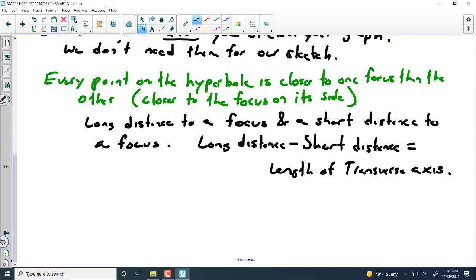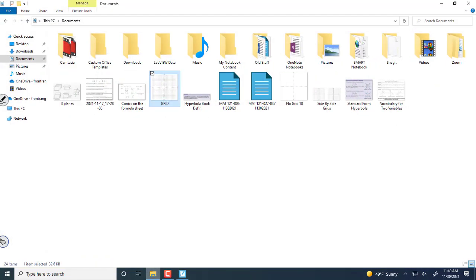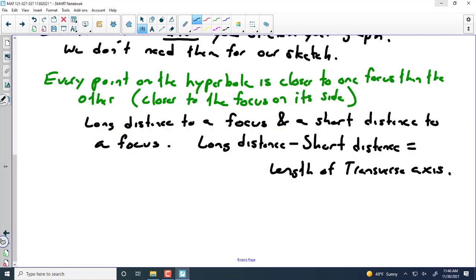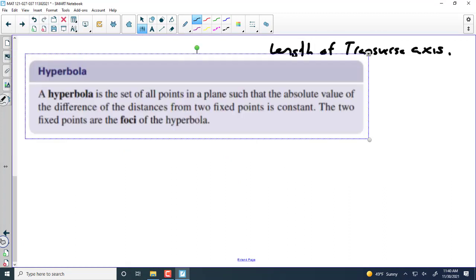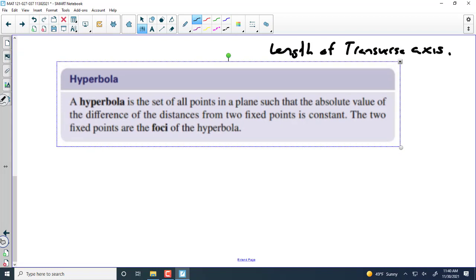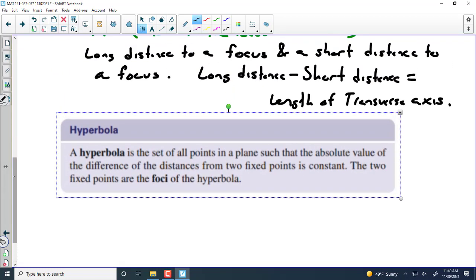Here's how the book explains it, everyone. This is actually, if you're reading the book, the first thing they tell you when you start reading about hyperbolas. I don't think it's best to start with this because I think it's kind of confusing. A hyperbola is a set of all points in a plane such that the absolute value of the difference of the distances from two fixed points is constant. The two fixed points are the foci of the hyperbola. I think it's better to be able to draw one first. It's up to you. Maybe you would have preferred if I told you that right off the bat so you know what we were doing.